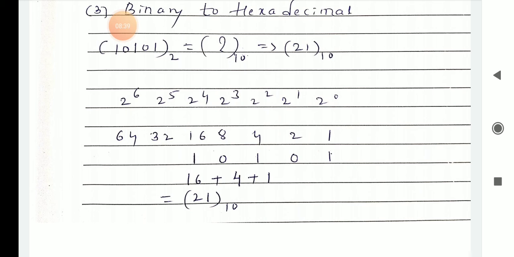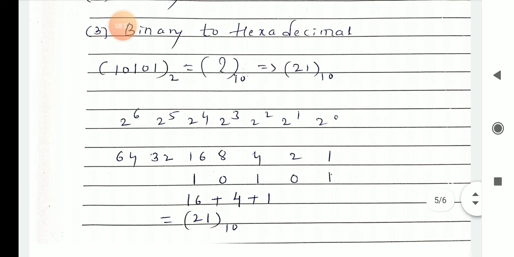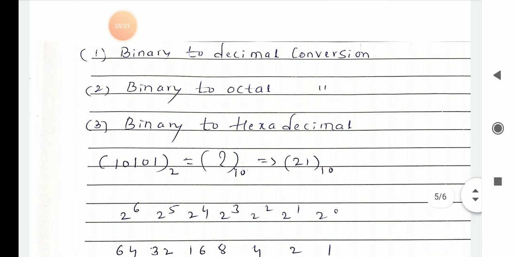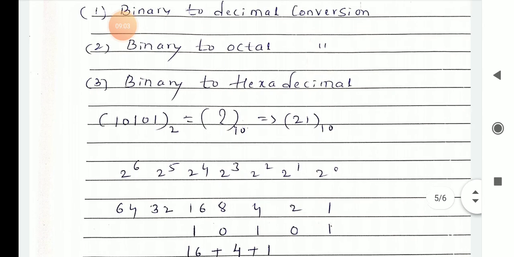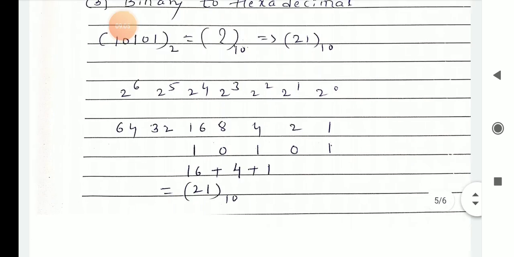10101. So from right to left you write that binary number 10101. Then you have to add them. Whenever there is a 0, 16 plus 8 is not considered, so 16 plus 4 plus 1, that is 21, the answer of that binary to decimal conversion. Next is the binary to octal conversion.